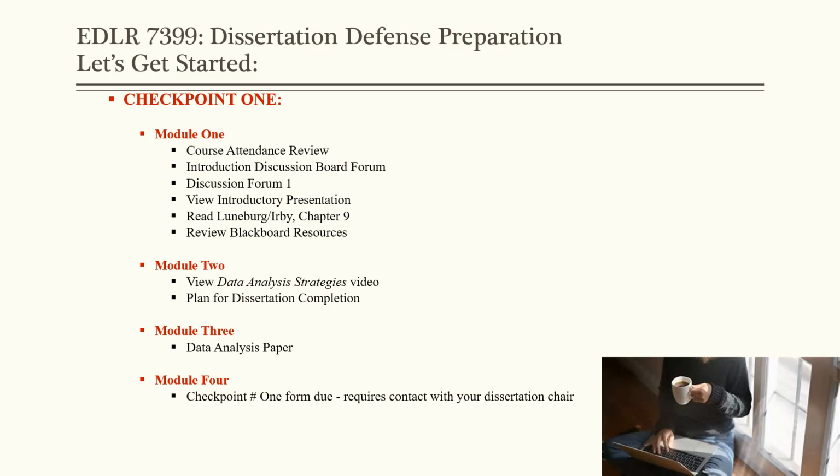In Module 2, there's a short video on data analysis strategies, and your plan for your dissertation completion will be due. Module 3 is your data analysis paper, and in Module 4, Checkpoint 1 form is due. And again, these checkpoint forms require that you have had contact with your dissertation chair. The form itself is located in your Blackboard under that assignment.